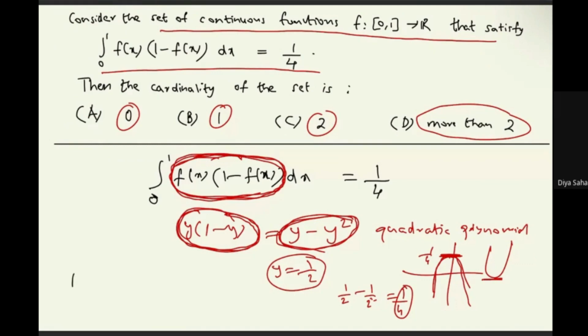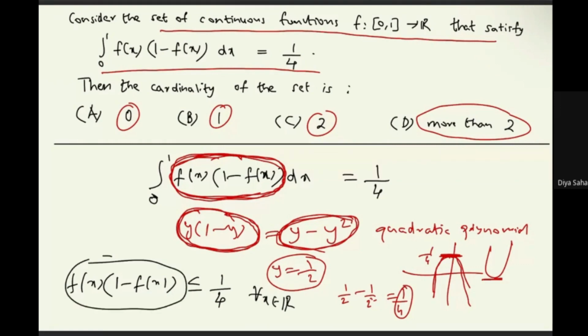Is it clear that f of x times 1 minus f of x, this is true for all x? Because anything of this form will be less than or equal to 1 by 4. That's what we saw. That identification is very important here. That's a trick here. You will be wondering why this condition is given. Why this function f of x into 1 minus f of x? Why is it important?